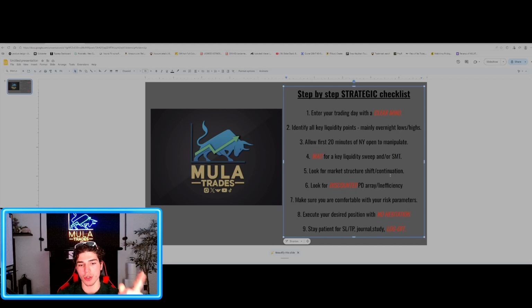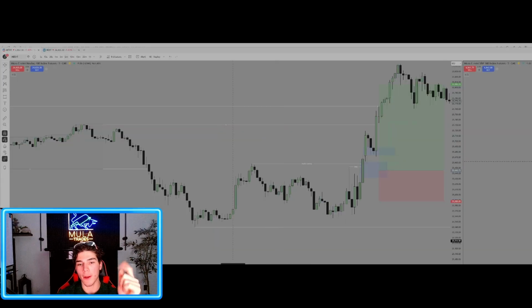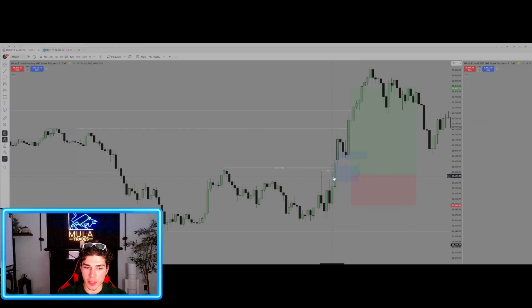Step number 7, make sure you are comfortable with your risk parameters. Yes. So if you guys are looking for this fair value gap down here instead of this fair value gap, due to the fact that this is more discounted, obviously that fits within anybody's risk to reward ratio way better than what you would do here.